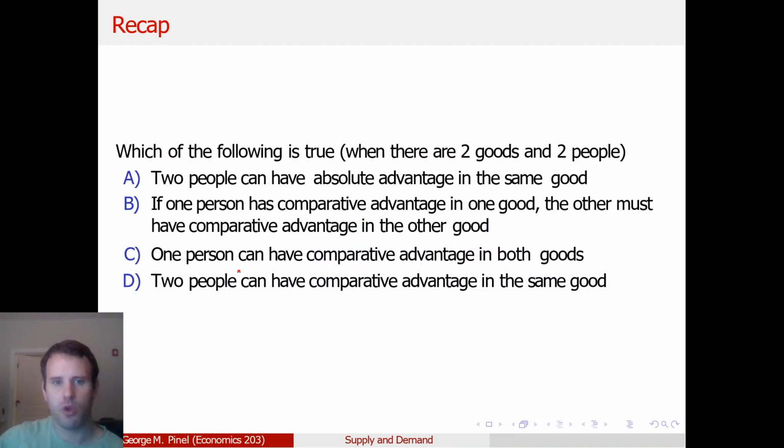Which of the following is true when there are two goods and two people? Two people can have absolute advantage in the same good. If one person has comparative advantage in one good, the other must have comparative advantage in the other good. One person can have comparative advantage in both goods. Two people can have comparative advantage in the same good. Okay, what does comparative advantage mean? It means you have the lower opportunity cost.